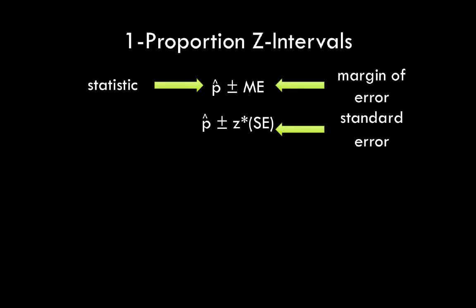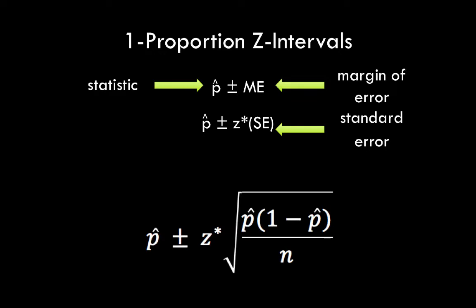So 1 proportion z intervals, what are they? We have our statistic, our point estimate, our p-hat, and then we have a margin of error. To calculate margin of error, we need z star times some standard error. And then we keep simplifying that formula and we get this large thing: our p-hat plus or minus z star times the square root of p-hat times 1 minus p-hat all over n. Again, these formulas will be given to you, especially that standard error formula for proportions.